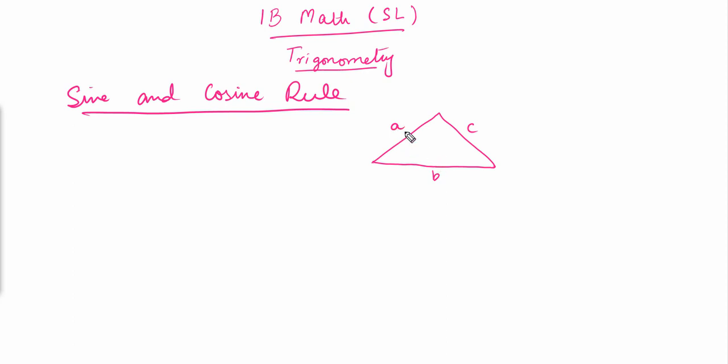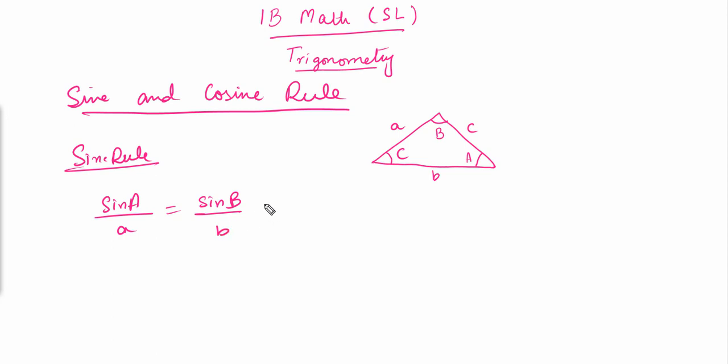Now the angle opposite to side A will be called the angle A. I'll represent the angle with capital alphabets. So the angle opposite to side B will be capital B, and the angle opposite to side C is capital C. Now in order to relate these sides and angles, let me just write down the first rule, that is the sine rule. So sine rule says that it will be related by sine A over A equals sine B over B equals sine C over C.